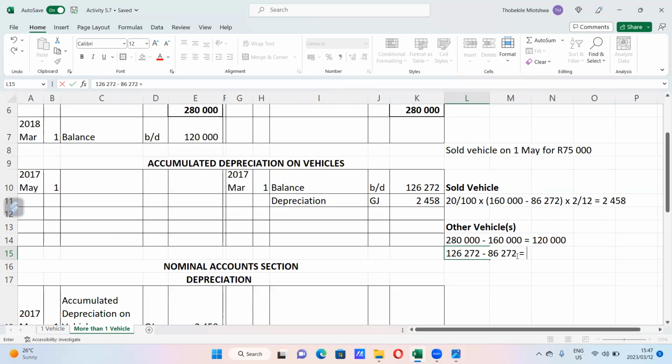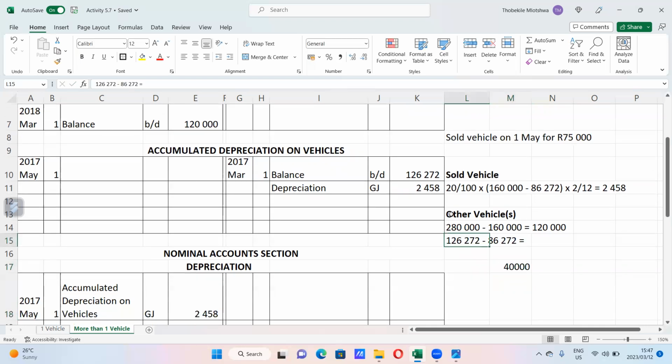So we remain with, okay, I can't use a calculator. Something is wrong with it. So we are going to say equals 126,272 minus 86,272. And we remain with 40,000. So this is what we remain with. So we are remaining with accumulated depreciation of 40,000, as you can see. Then now we can do our depreciation.